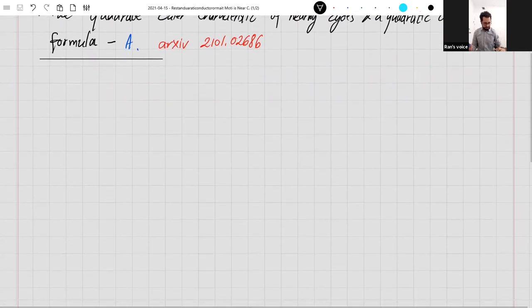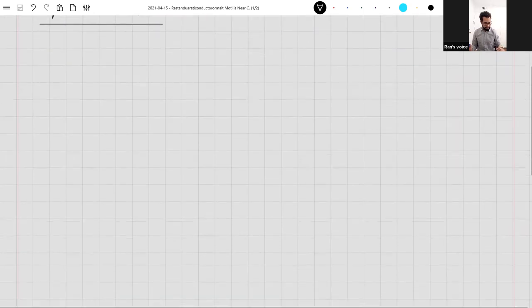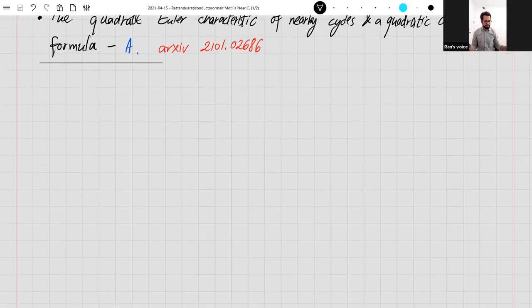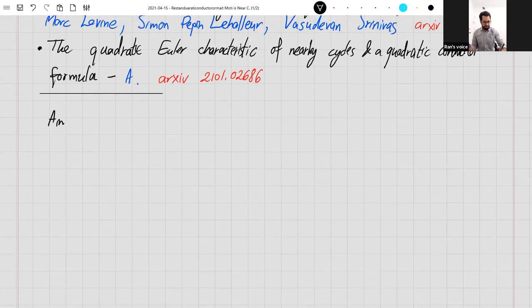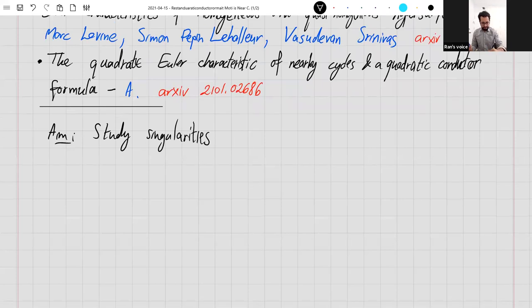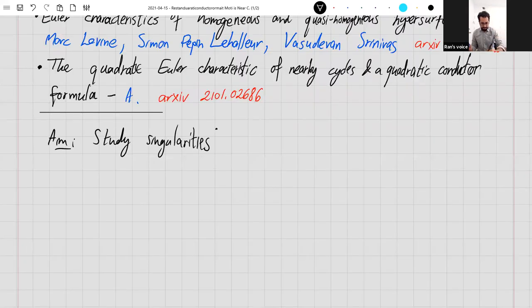And we start with discussing maybe the problem or the questions in algebraic geometry. So generally speaking, the aim is to study singularities, which are related to or arising as degenerations of smooth families.